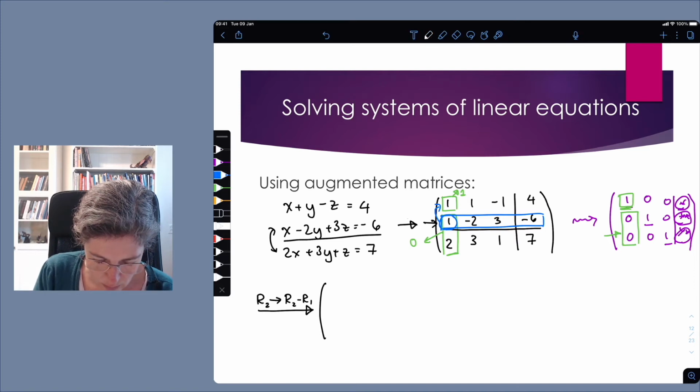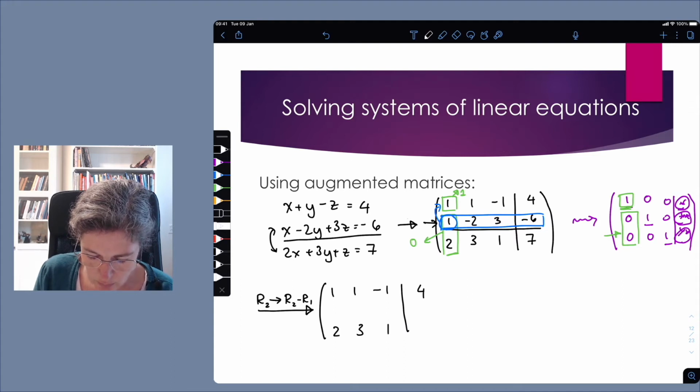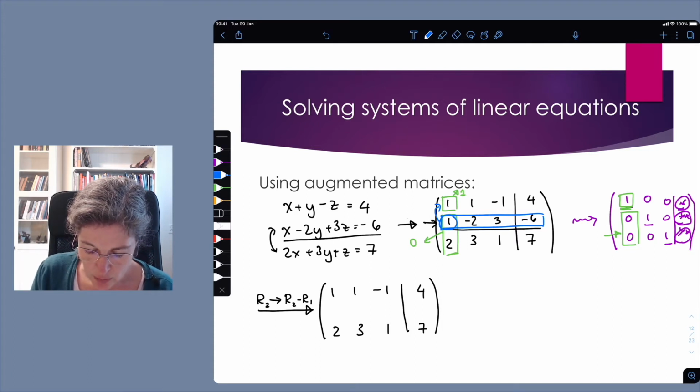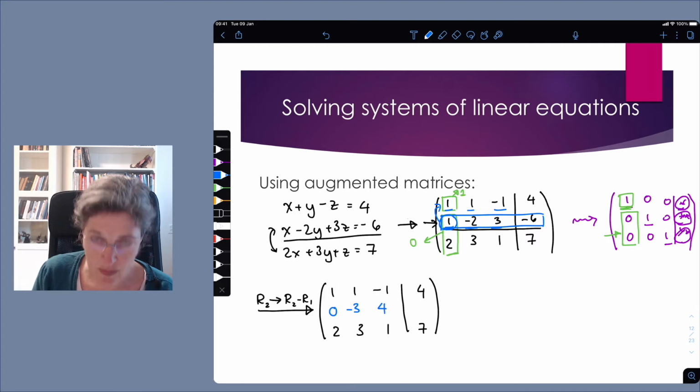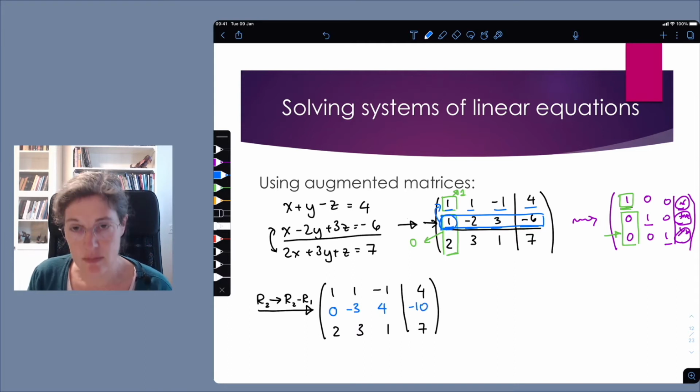So we're not doing anything to row 1, and we're not going to do anything to row 3, but we are transforming row 2. It's going to be 1 minus 1, which is 0, minus 2 minus 1, which is minus 3, and 3 minus minus 1, so that's 3 plus 1, which is 4. And then on the other side, we've got minus 6 minus 4, so that's minus 10. Okay.